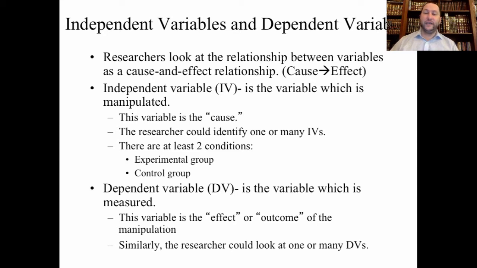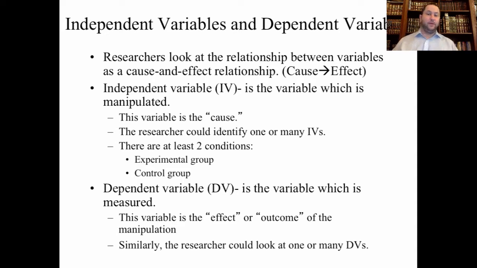Now, the two conditions within the independent variable are your experimental group and your control group. The experimental group is the group that receives the intervention. So if we're doing a drug study, that's the group that receives the drug. The control group serves as a comparison group. They don't receive the intervention, if that makes sense.